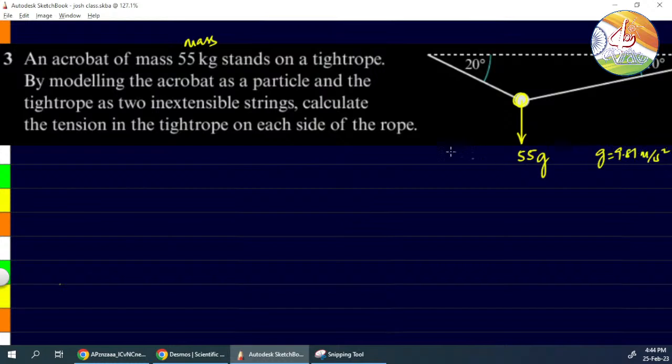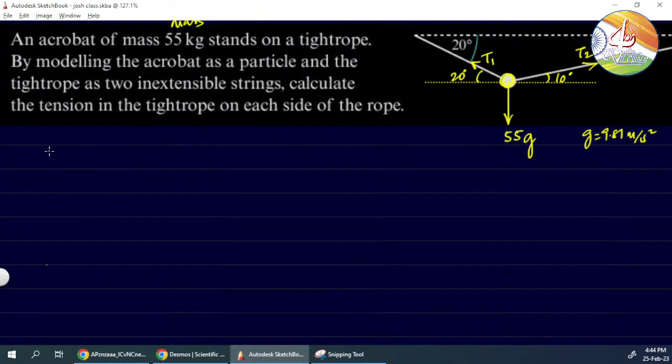Then these angles are 20 degrees. So let's take it like this. This angle will be 20, and this angle will be 10 degrees, right? So this side tension, let's take T1, and this side tension, let's take T2. We are supposed to find tensions T1 and T2. So let's proceed.